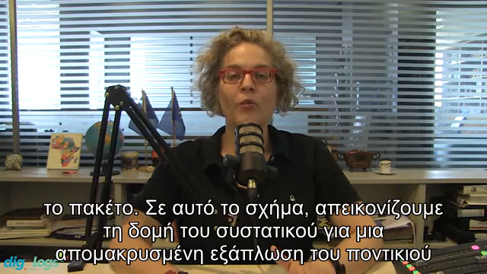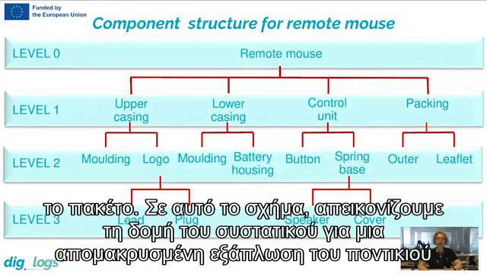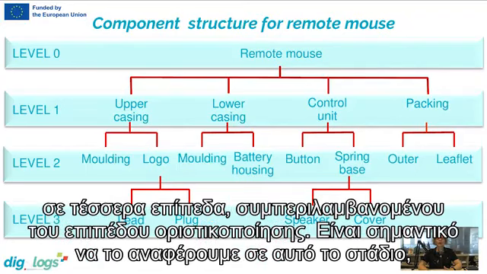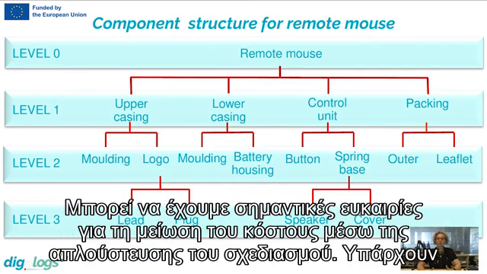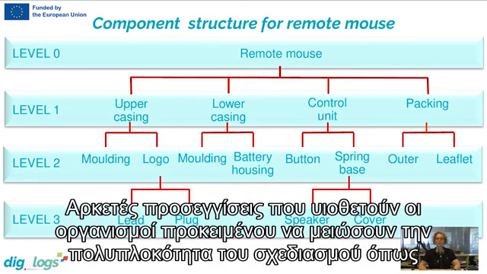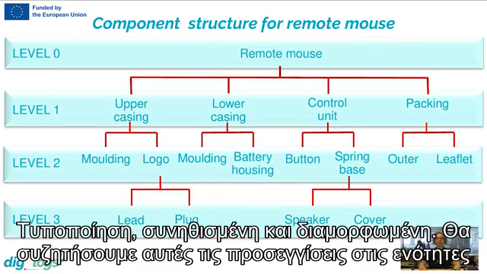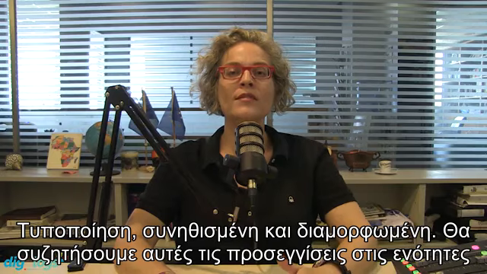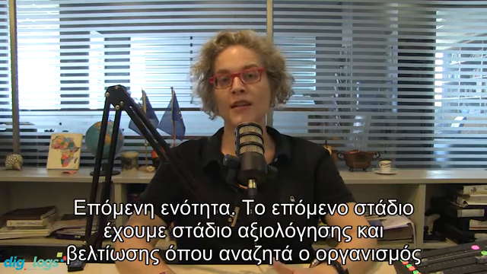In this figure, we illustrate the component structure for a remote mouse spread over 4 levels, including the level of finalization. It is important to mention that at this stage, we may have significant opportunities to reduce costs through design simplification. There are several approaches that organizations adopt in order to reduce design complexity, such as standardization, commonality, and modularization. We will discuss these approaches in the module's next section.